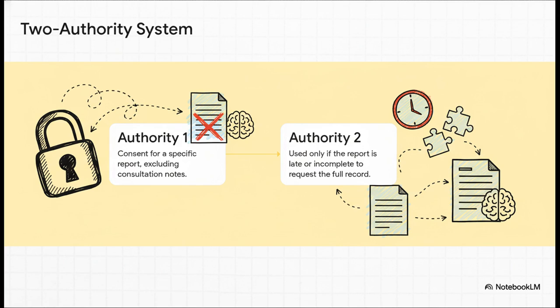With Authority 1, you only give permission for a specific, tailored report. And crucially, this does not include your doctor's private consultation notes. An insurer can only move on to Authority 2 to ask for the full record if that first report is super late or incomplete. So the system's default setting is to protect your privacy, not expose it.